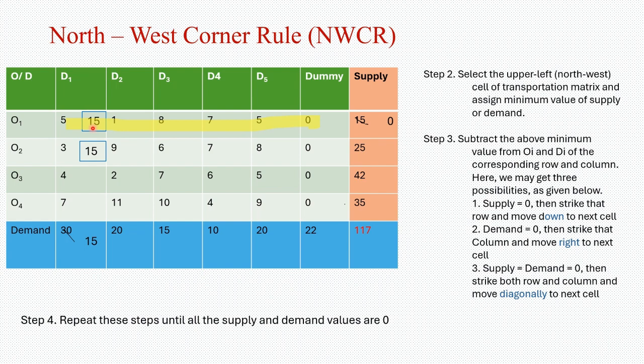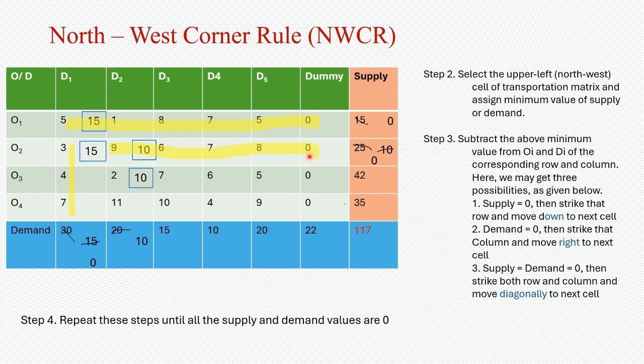Now we move down, between 25 and 15. 15 is less, so minimum value assigned is 15. Here 15 minus 15 is 0 and here 25 minus 15 is 10. Since demand becomes 0, this column is cancelled. Now we move to right, between 10 and 20, 10 is less so minimum value is 10, 10 minus 10 is 0, 20 minus 10 is 10. Supply becomes 0, row is cancelled.